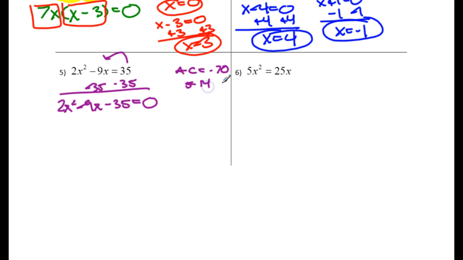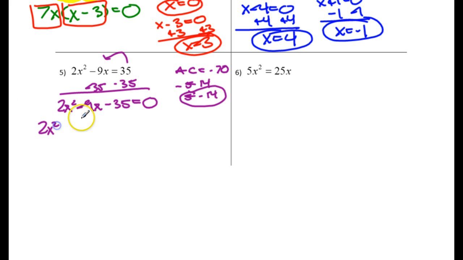That's one way to make negative 70. But because it's negative, one number has to be negative. So it's either negative 5 times 14 or it's 5 times negative 14. But look at this. I want to add up to make negative 9. So that means the negative has to be on the bigger number, the 14. So now we're going to split this.